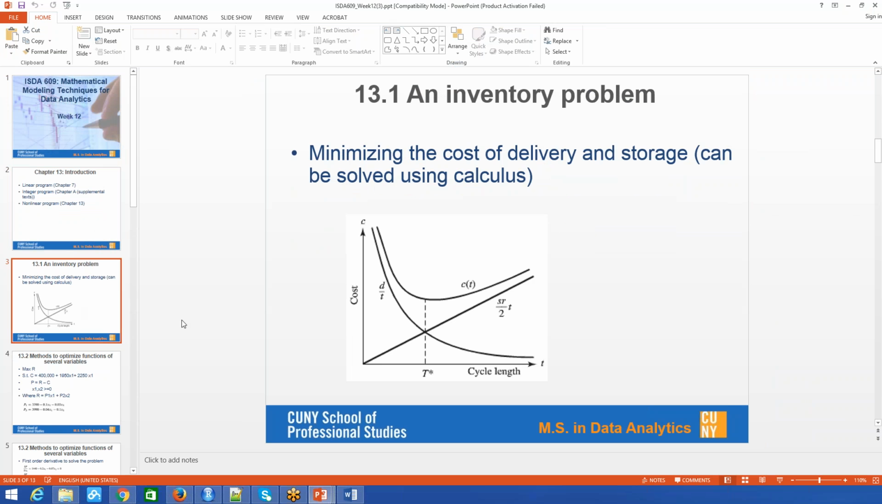And then there's an example in the textbook which is talking about minimizing the cost of delivery and storage. And then I said that this can be solved using calculus. Essentially, for a quadratic program, quadratic objective function, what you can do is take the first order derivative equal to 0, and then the second order derivative, you can set the minimum where the minimal starts, right? So that's one of the parts.